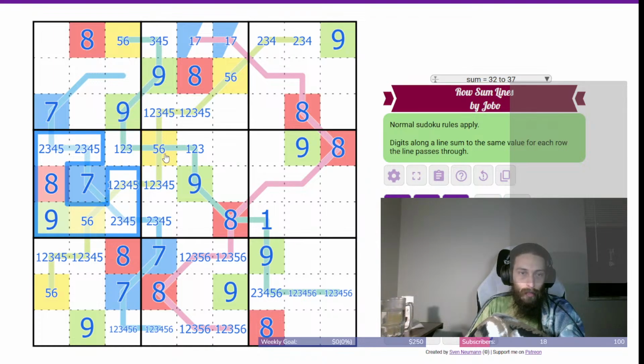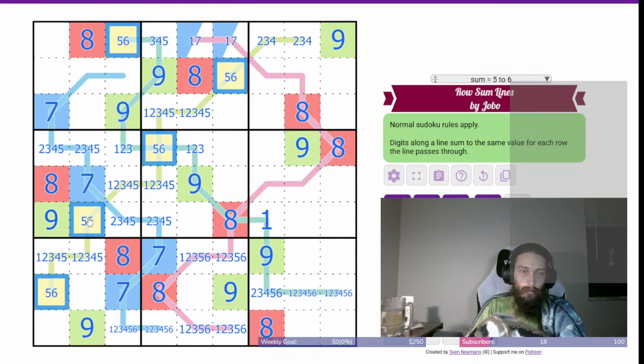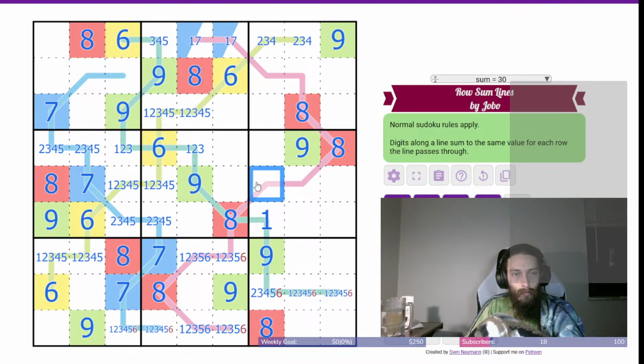It can't go there because that had to be the large digit. Yellow is 6. Yeah, 6 had to be there, which makes that 1, which means 2, 6 surrounding it in box 5.